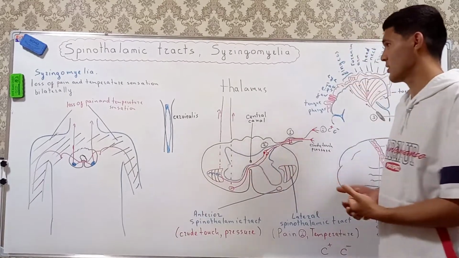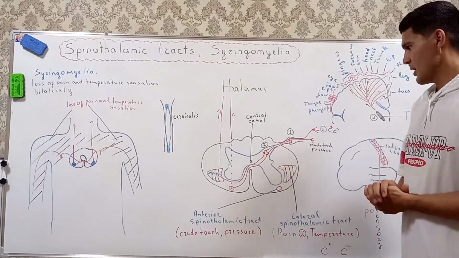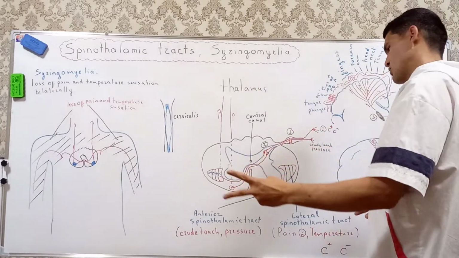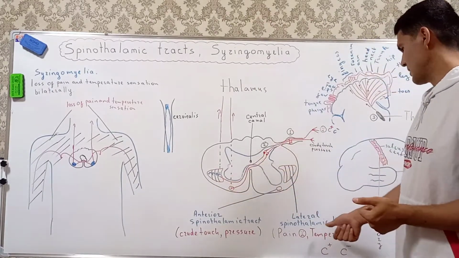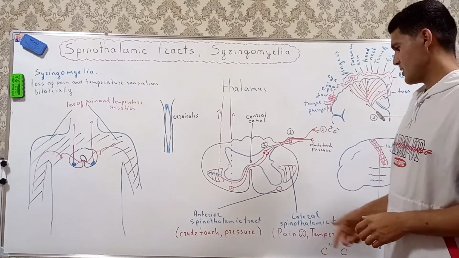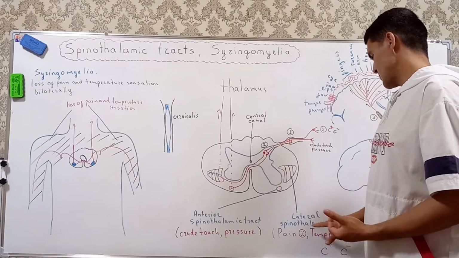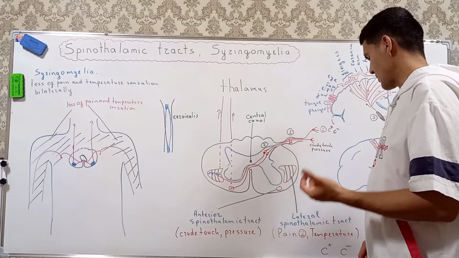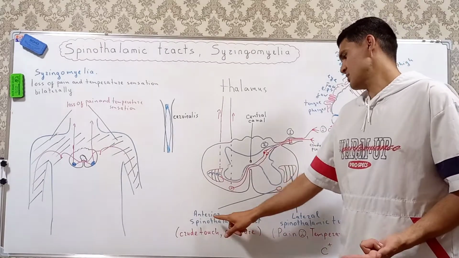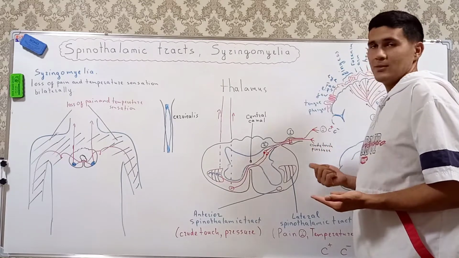Today I'm going to provide information about the spinothalamic tract and the diseases related to spinothalamic tract lesions. First of all, look at this spinal cord section. We can divide the spinothalamic tract into two types. First one is the lateral spinothalamic tract, and second one is the anterior spinothalamic tract. Both of them carry different information. The lateral spinothalamic tract carries information about pain and temperature. The second one, the smaller one, the anterior spinothalamic tract, carries information about crude touch and pressure.